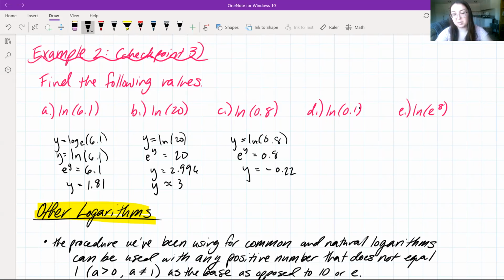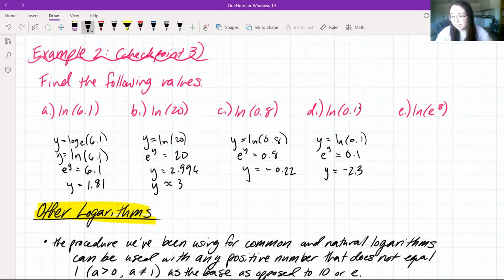This is another one of those examples. See, our x values can't be 0 or negative, but our y value can still be negative or 0 in these cases. All right, now on to part D, we have the natural log of 0.1. So we take y is equal to the natural log of 0.1. So this means that e to the y power is going to be equal to 0.1. And we can use our calculator to calculate this. And we should get y is equal to negative 2.3.